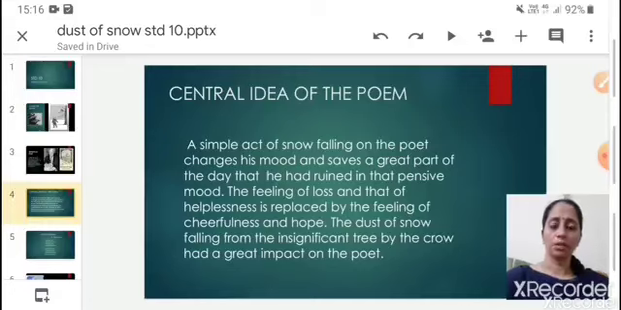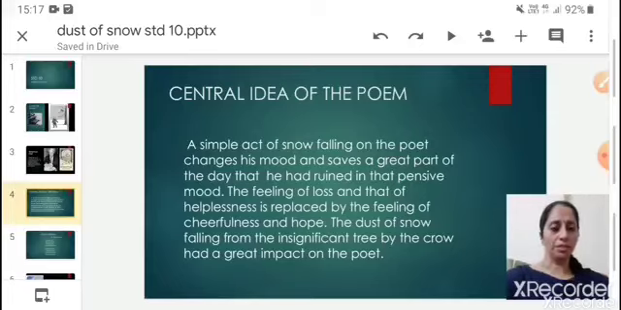Before that, what's the central idea? Let us see. A simple act of snow falling on the poet changes his mood and saves a great part of the day that he had ruined in that pensive mood. The feeling of loss and that of helplessness is replaced by the feeling of cheerfulness and hope. The dust of snow falling from the insignificant tree by the crow had a great impact on the poet.